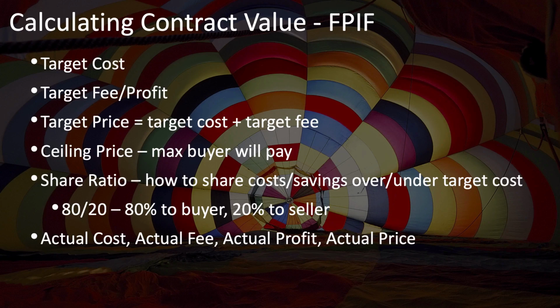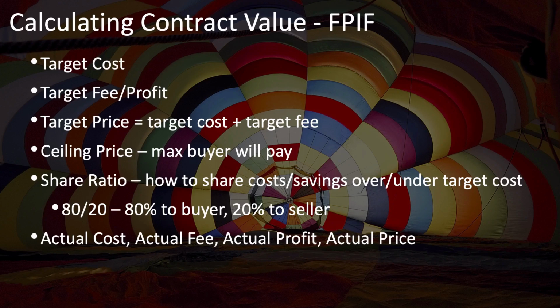Together, the target cost and the target fee equal the target price, which is the target of the total amount that the buyer would pay to the seller. The ceiling price is the maximum amount that the buyer will pay, the whole price, including costs and incentive fee.